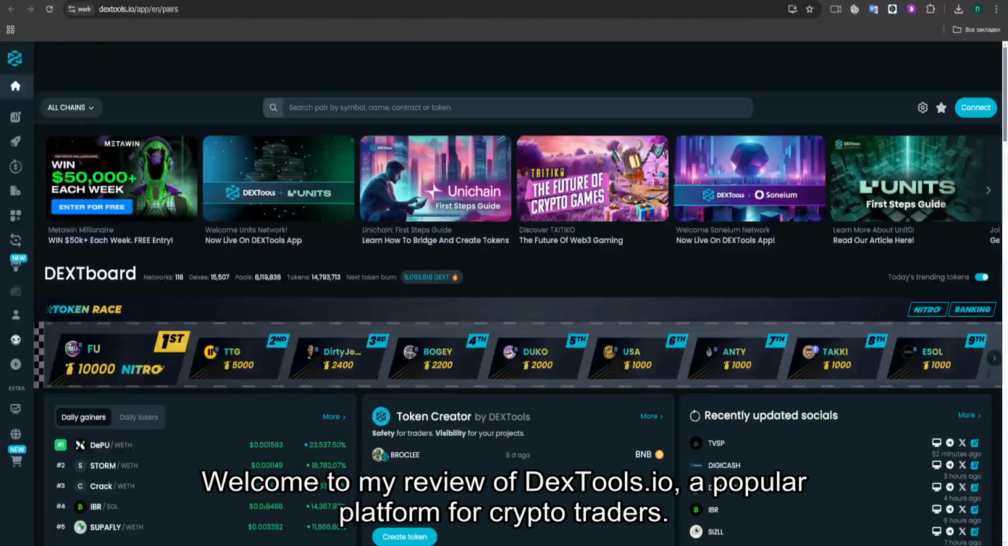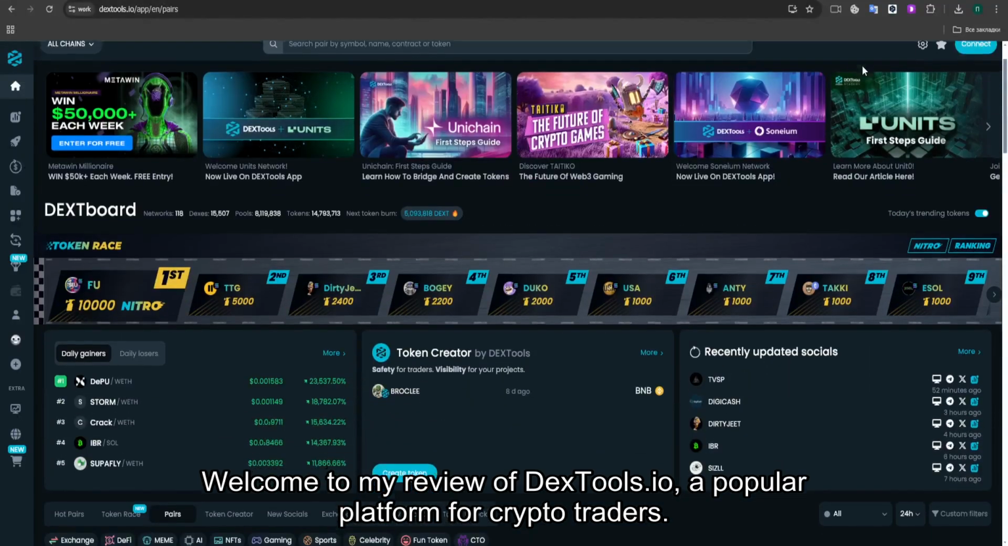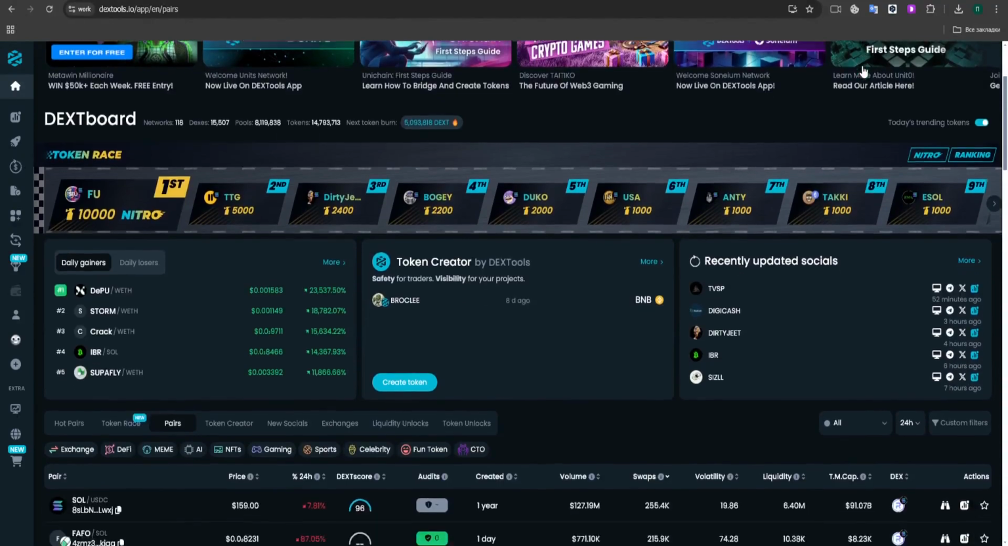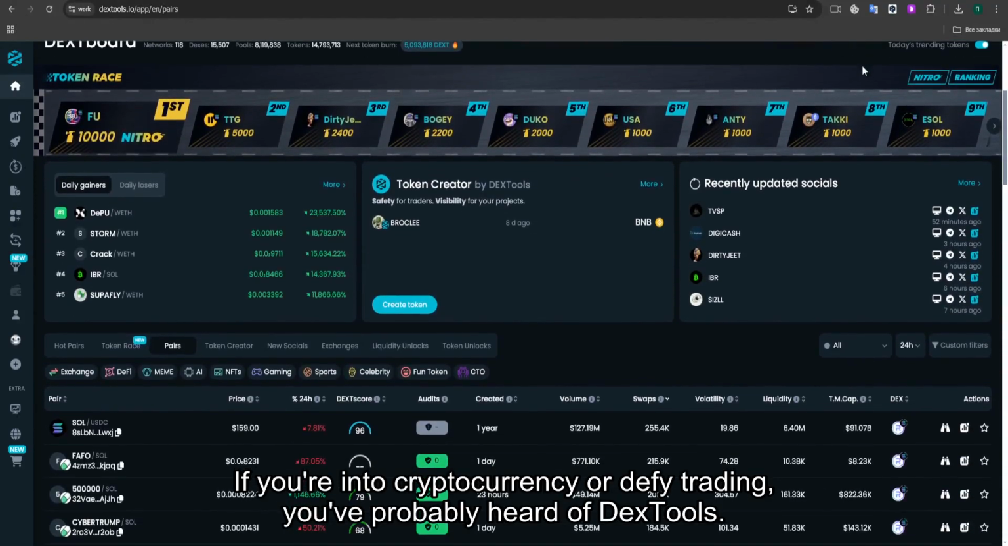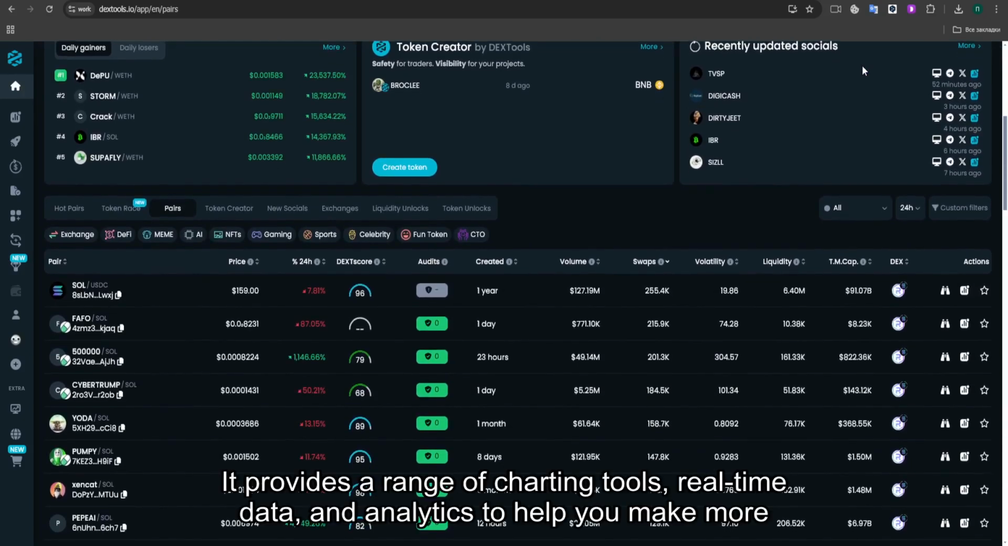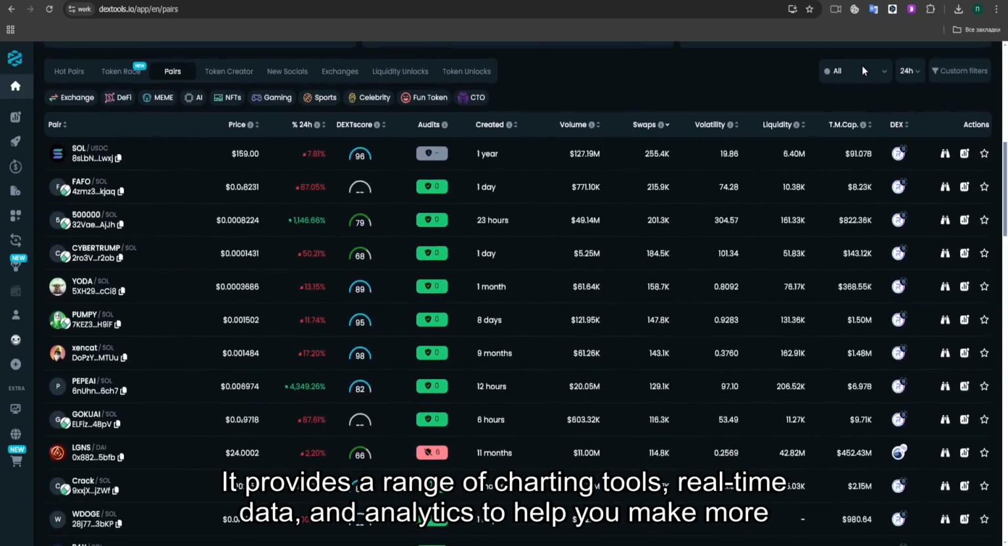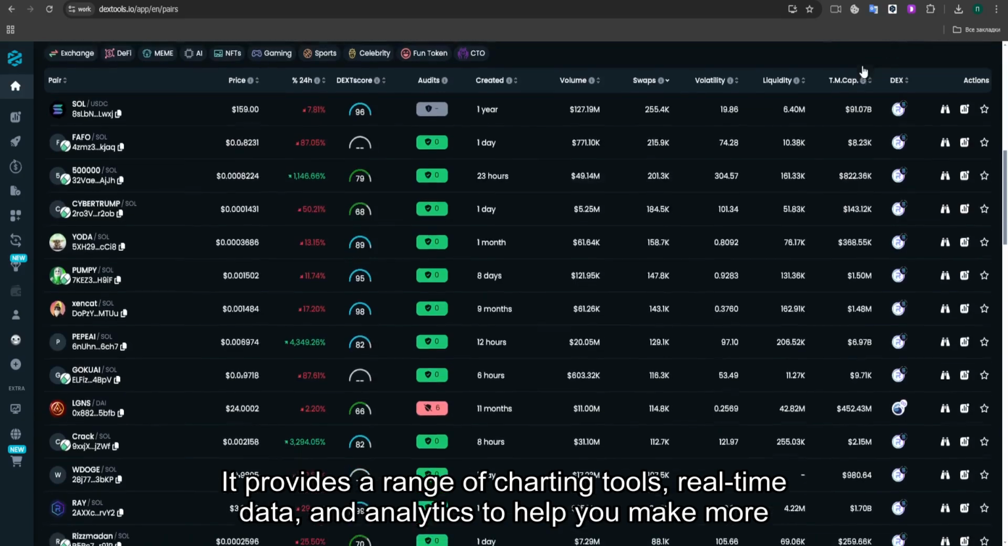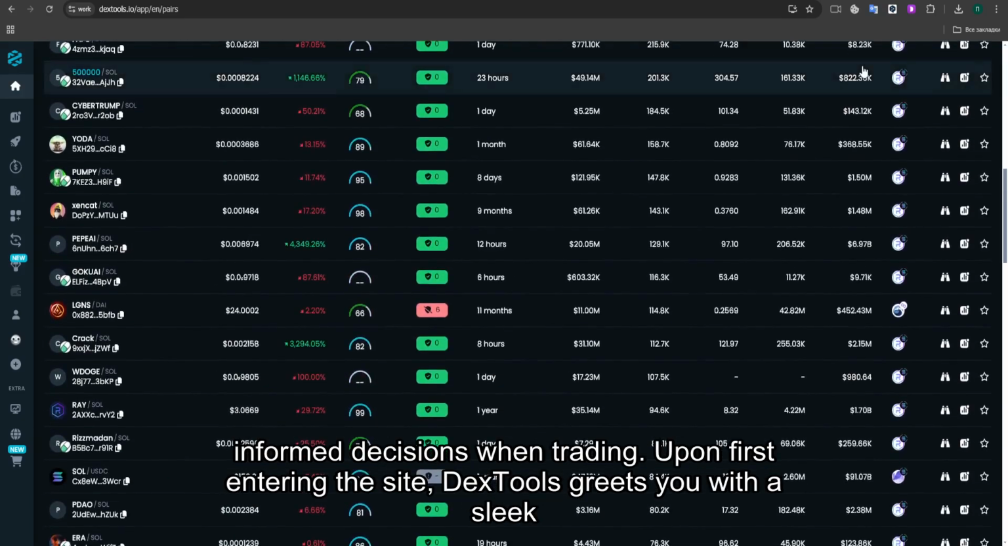Welcome to my review of DexTools.io, a popular platform for crypto traders. If you're into cryptocurrency or DeFi trading, you've probably heard of DexTools. It provides a range of charting tools, real-time data, and analytics to help you make more informed decisions when trading.